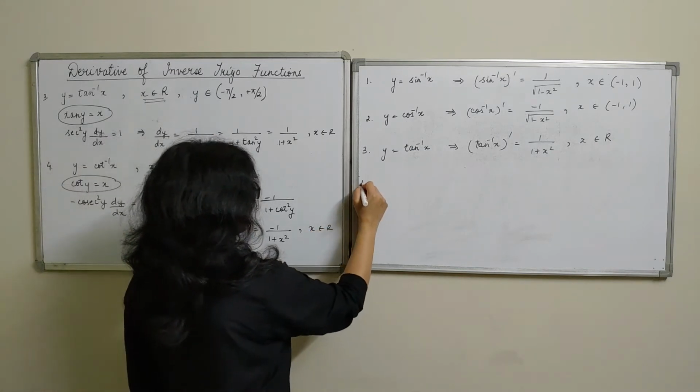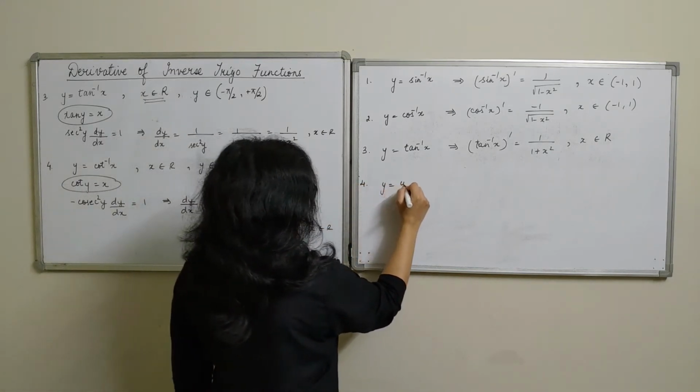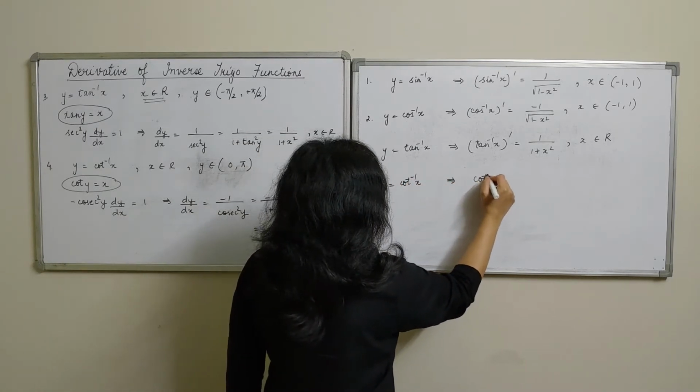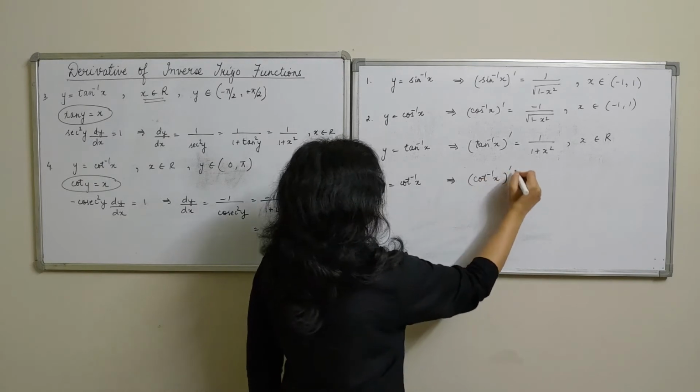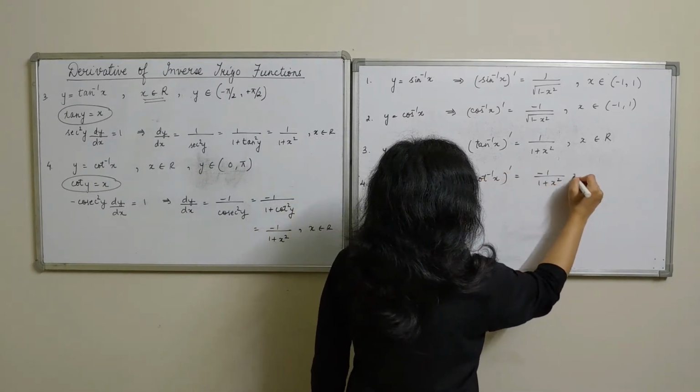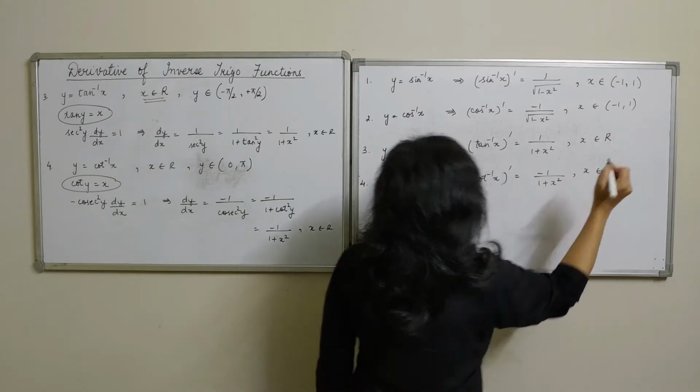So the fourth result that we have got is, if y is cot inverse x, then the derivative of the cot inverse function is minus 1 upon 1 plus x square, where x belongs to R.